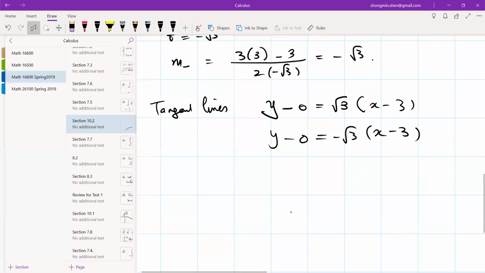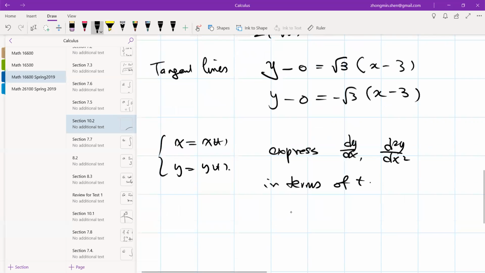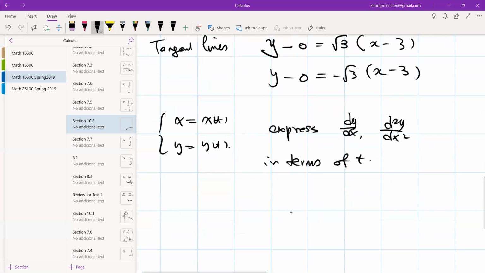Using the above formula, you can find higher order derivatives. For example, if you have x of t, y of t, we can express dy/dx and d²y/dx² in terms of t. So we can do that. How do you do this? I already did it for the first one.